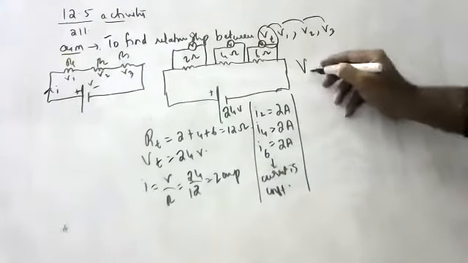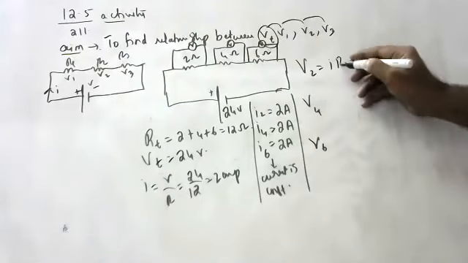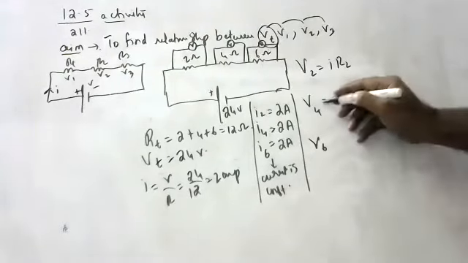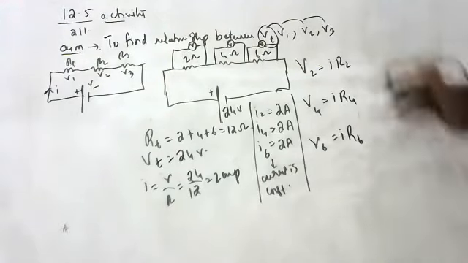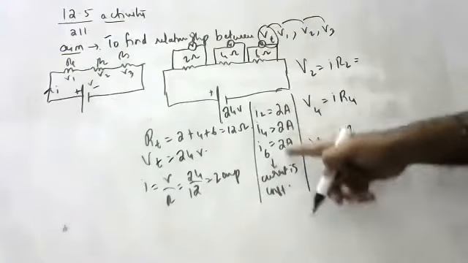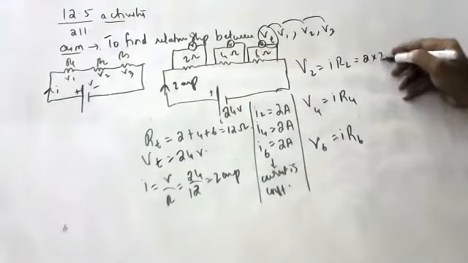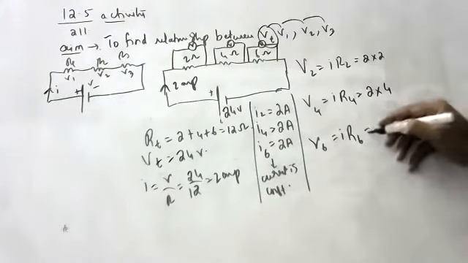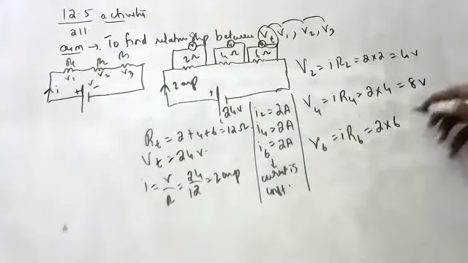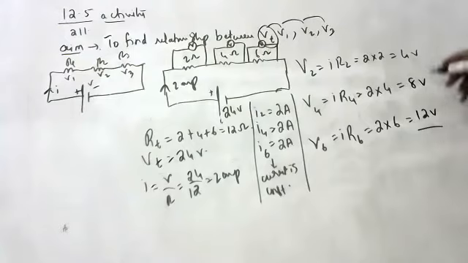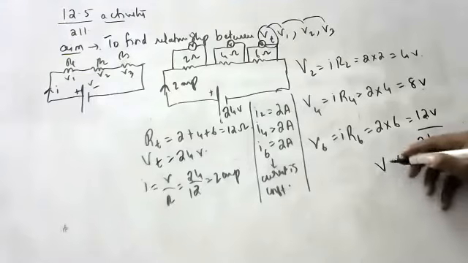Now, this is the actual activity. V2, V4, V6. V2 is IR2. V4 is IR4. V6 is IR6. What is the current, children? Same current, 2 amperes is flowing. 2 into 2, 2 into 4, 2 into 6. Please copy down in the textbooks, children. 4 volt, 8 volt, 12 volt. 4 plus 8 plus 12 is how much, children? 24 volt, which is nothing but your total potential.